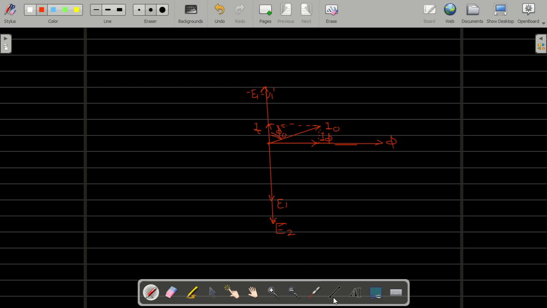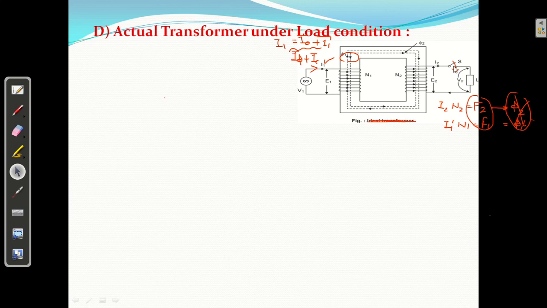E2 and V2 will be same or different? Please come here. E2 and V2 will be same or different? No, it is different. Why? In actual transformer, here I2 hai, here R2 hai, aur here X2 hai. Load aapne switch close kar diya hai. So I2 is flowing, toh I2 R2 drop hoga, I2 X2 drop hoga. Clear na? So drop hone ke baad, E2 will be more.